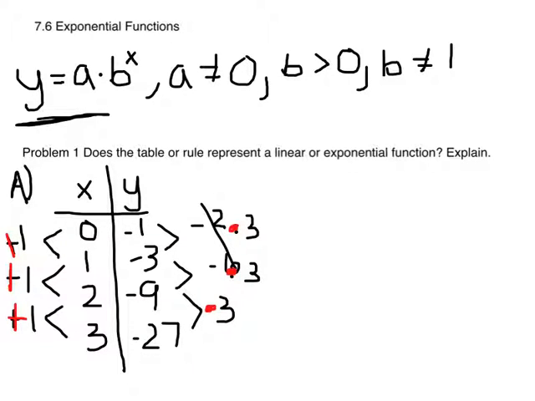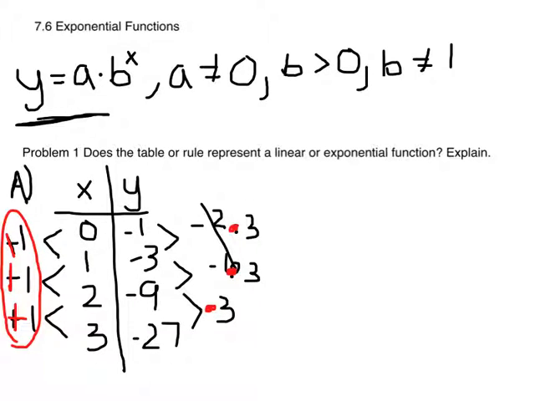And our explanation could just be that there is a common difference between the x values. That's what this is, the common difference. They all have the same difference. And there is a common ratio between the y values.